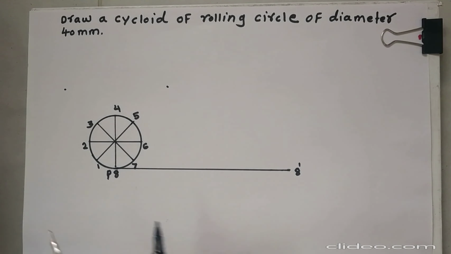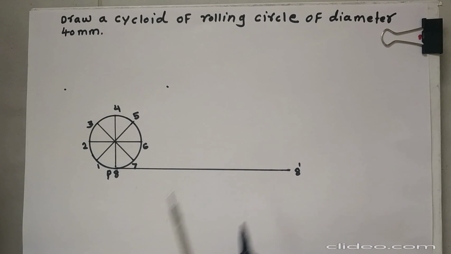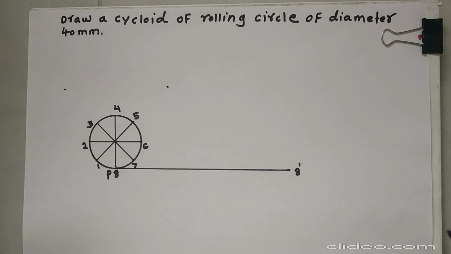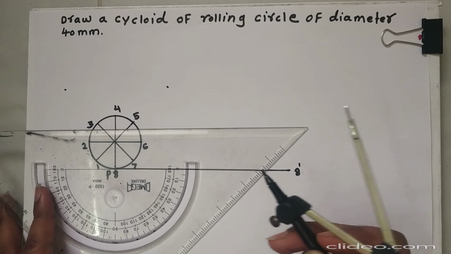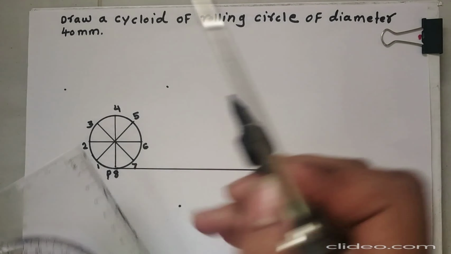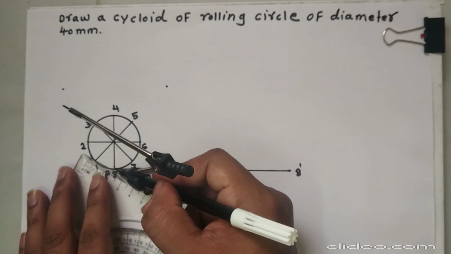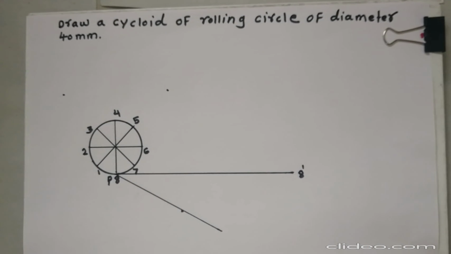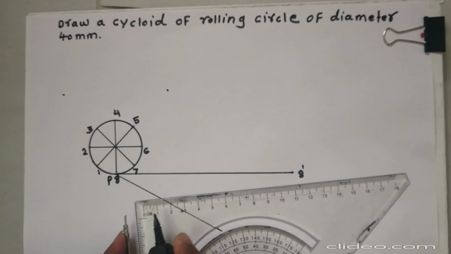Now we need to divide this line, that is P8 to 8 dash, into 8 equal parts, because we have divided the circle into 8 equal parts. For that, take the point P or 8 as a reference point and mark a 30-degree angle over here. Draw one line passing from the point P at an angle of 30 degrees. Now divide this line into 8 equal parts. You can take any distance; I will take 1 centimeter.